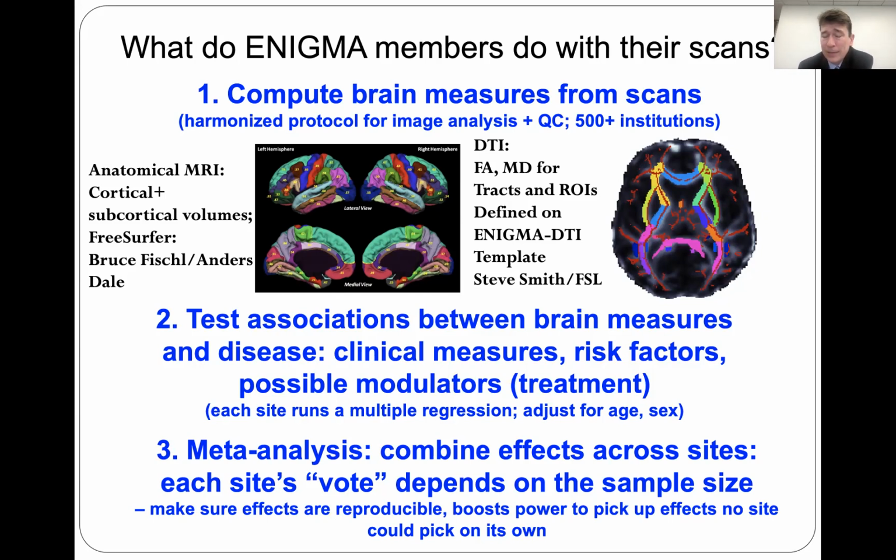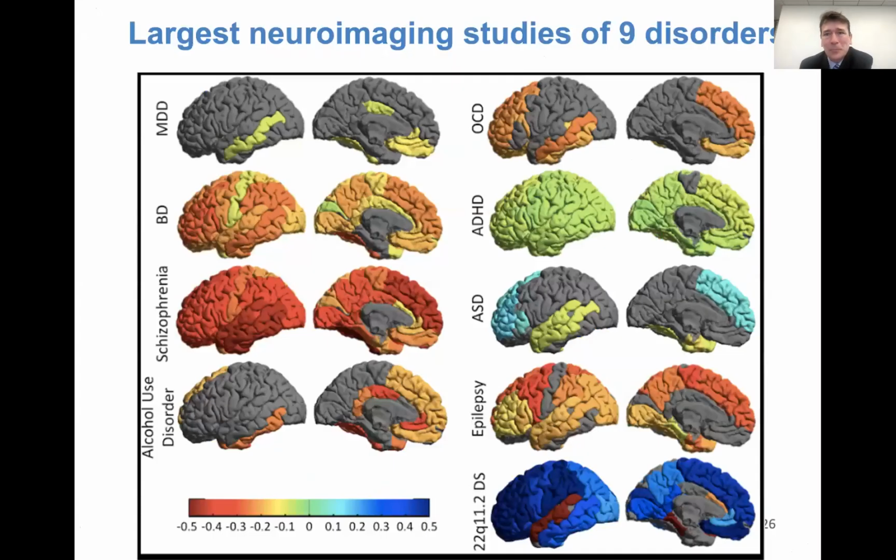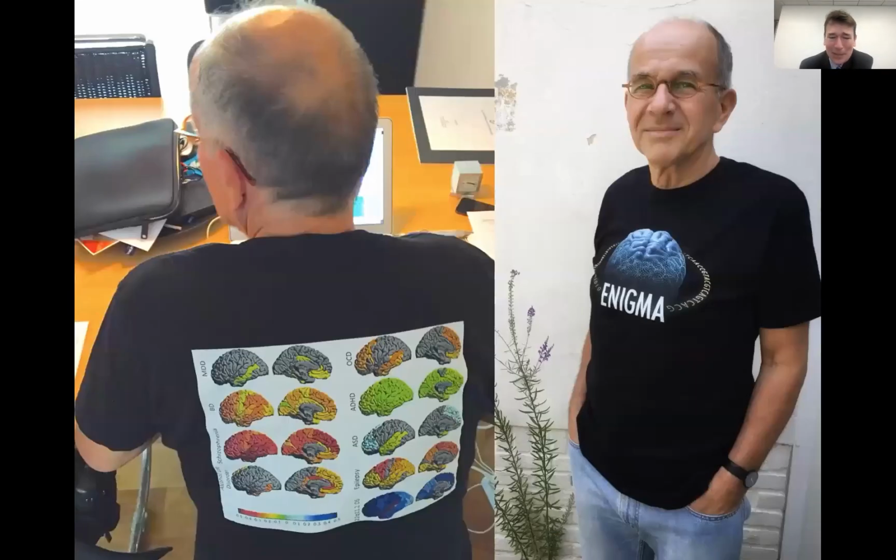And then when they've estimated the effect of a certain factor of interest, they meta-analyze the effects across the sites. And each site's vote depends on how much data they have. This makes sure that the effects are reproducible and obviously gives us power that working with one site's data would not give us. And this led to very, very large studies. These are maps of cortical thickness reductions in major depression, bipolar disorder, schizophrenia, and many other disorders. The colors are the effect size for the difference between patients and controls. And you can see very, very different patterns depending on the disorder. We can also send you a t-shirt with the data on showing the different patterns that there are.